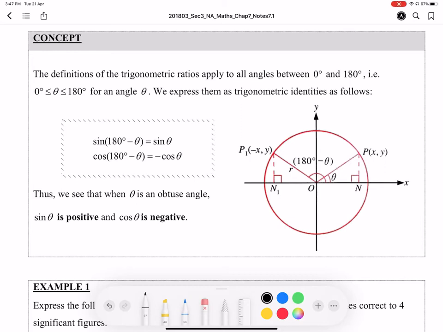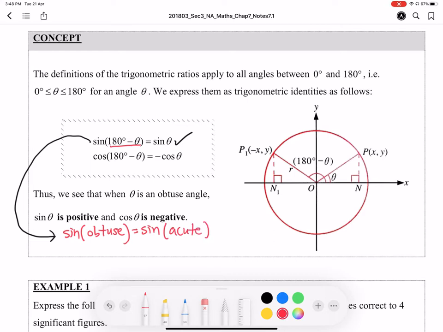Okay, we will now move on to example 1 of 7.1. But before that, let us look through the concept that we have discussed so far. We have here the very first formula that you see. What you can derive from here is that the sine of obtuse angle, being 180 degrees minus theta, is equal to the sine of acute angle.